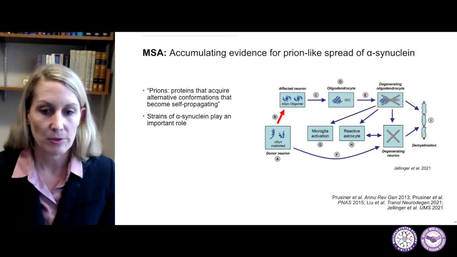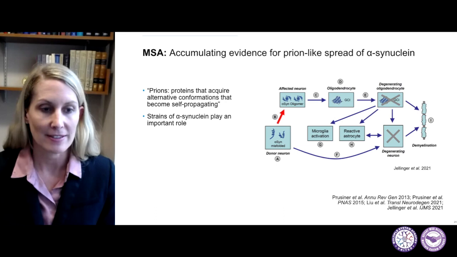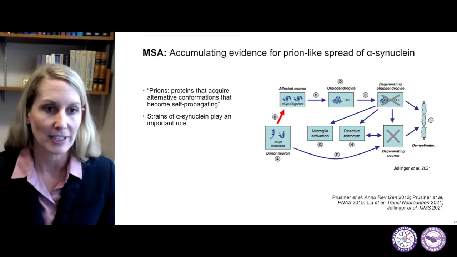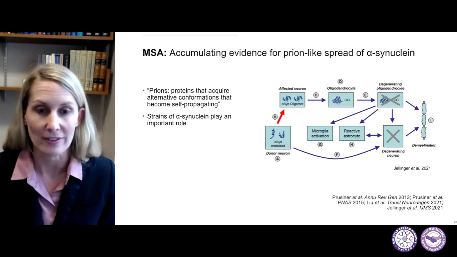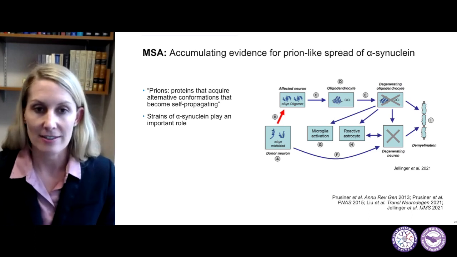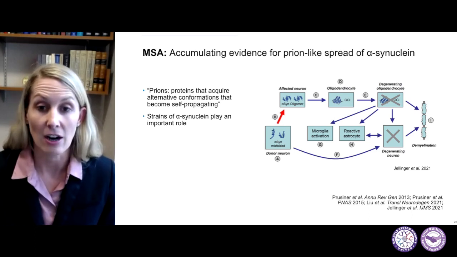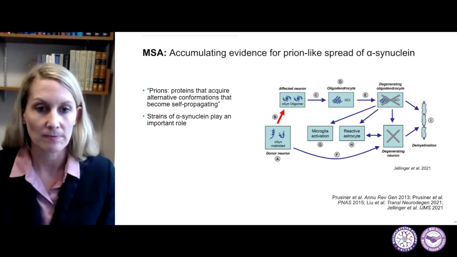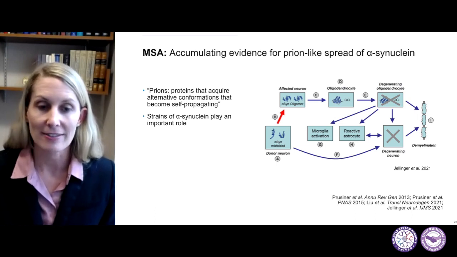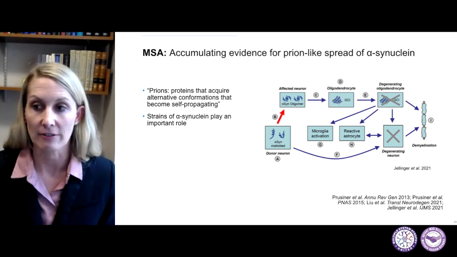And so from this review from Jellinger, talking about how this alpha-synuclein becomes misfolded, turns into an oligomer that affects a neuron, affects an oligodendrocyte that causes that gliocytoplasmic inclusion that I talked about. That then causes the oligodendrocyte to die off, and we have demyelination of the neuronal process, which leads to the hyperreflexia, the upper motor neuron syndrome. We also see that contributing to the degeneration of the neuron and these accompanying processes of microglial activation and reactive astrocytosis.